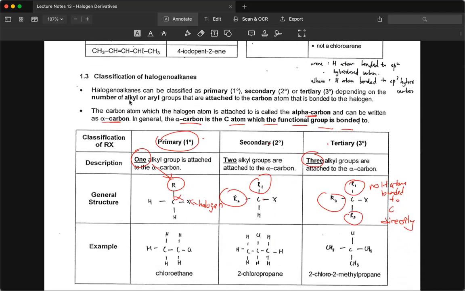Haloalkanes can be classified as primary, secondary, or tertiary, depending on the number of alkyl or aryl groups that are attached to the carbon atom bonded to the halogen, which is known as the alpha carbon. In general, the alpha carbon is the carbon atom to which the functional group is bonded.